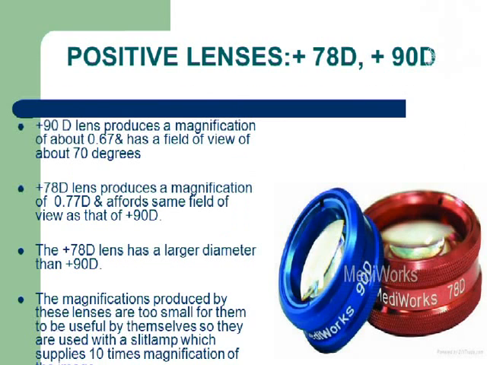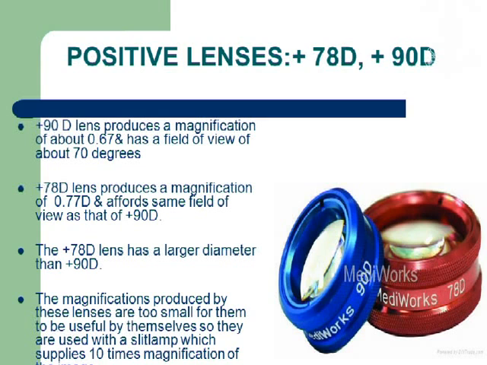Then we come to the non-contact positive lenses. The most popular ones are the 90D lens and the 78D lens. The 90D lens produces a magnification of about 0.67 and has a field of view of about 70 degrees. The 78D lens produces a magnification of about 0.77, but offers a somewhat limited field of view as compared to the 90D lens.